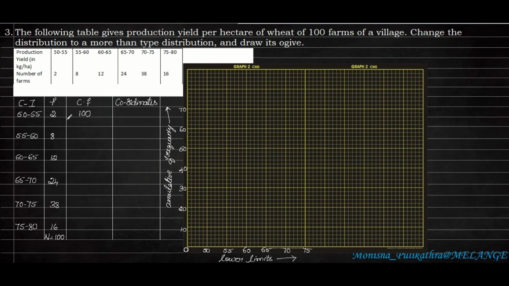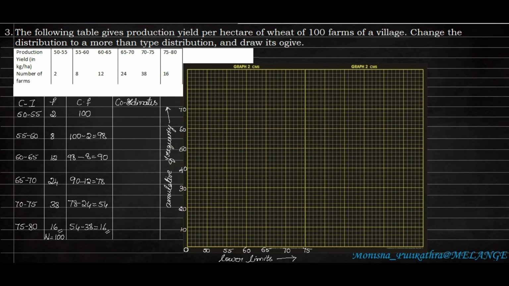Next, we have to subtract from the consecutive numbers, that is 100 minus 2. So 100 minus 2 is 98. Next, this 98 minus this number. 98 minus 8 is 90. Next, 90 minus 12, which is 78. Next, 78 minus this number. 78 minus 24, that is 54. And last, 54 minus 38, which is 16. So this last number and this last number should be same. If it is same, then whatever calculation you have done is correct.